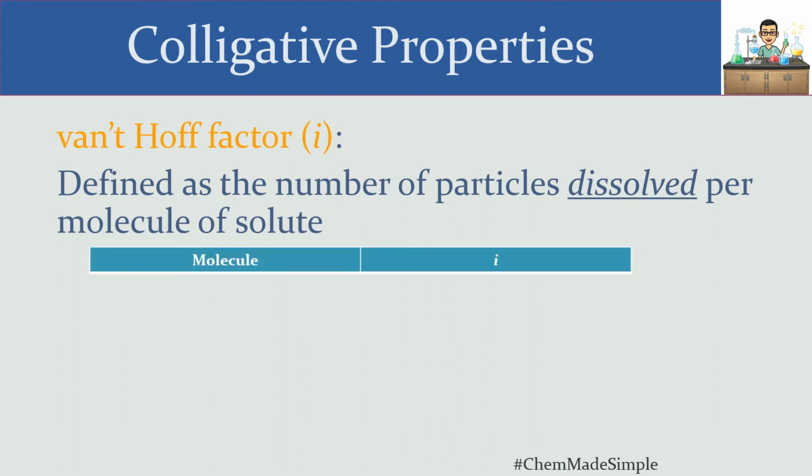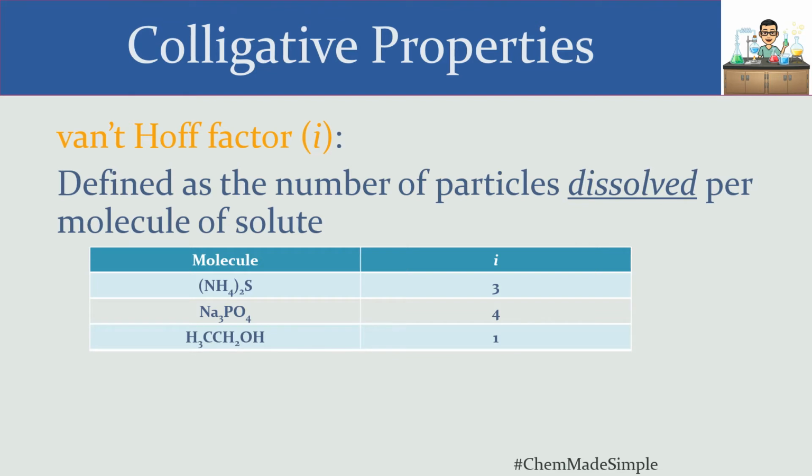Let's take a look. So if I take a look at something like ammonium sulfide, if I put it in a solvent like water, it's going to dissolve into 3 different particles. It's going to dissolve into the 2 ammonium particles. I'm going to get 2 NH4+ out of there. And I'm also going to get a sulfide ion, or an S2- ion. So those are 3 different particles. If I take a look at something like sodium phosphate, it's going to break apart into 4 things: a phosphate ion and 3 different sodium ions that float around. If I take a look at something like ethanol, now ethanol, if I dissolve it in water, it's not going to break up into ions.